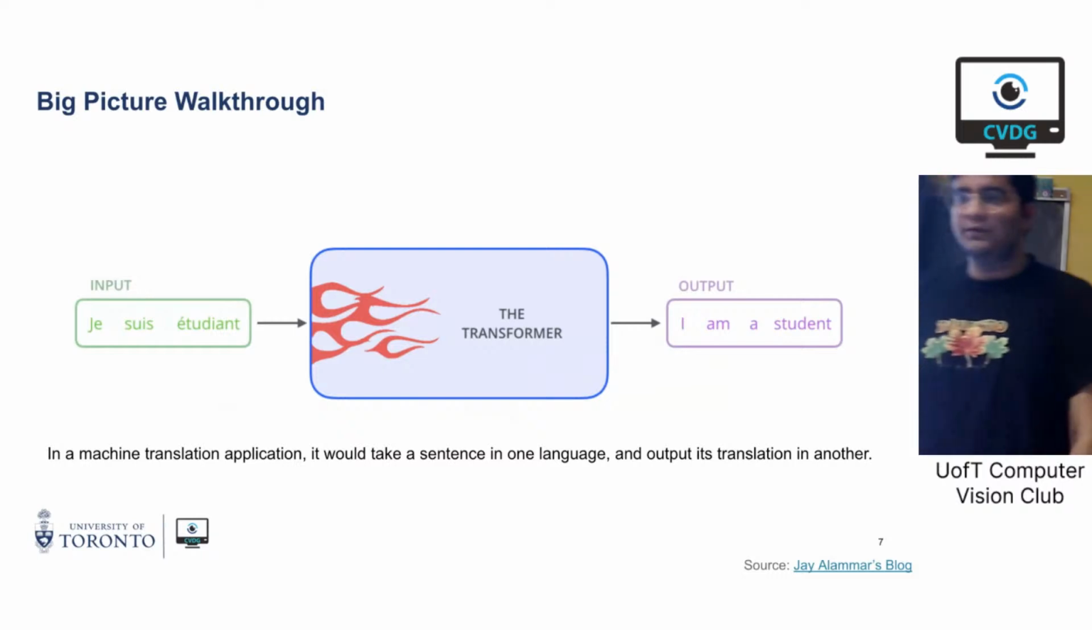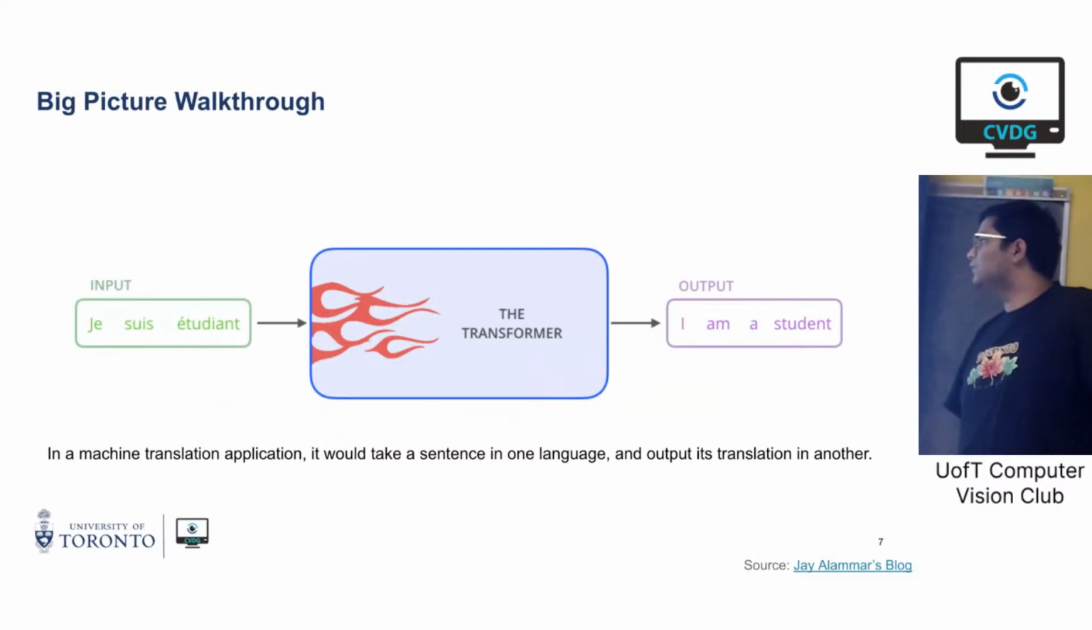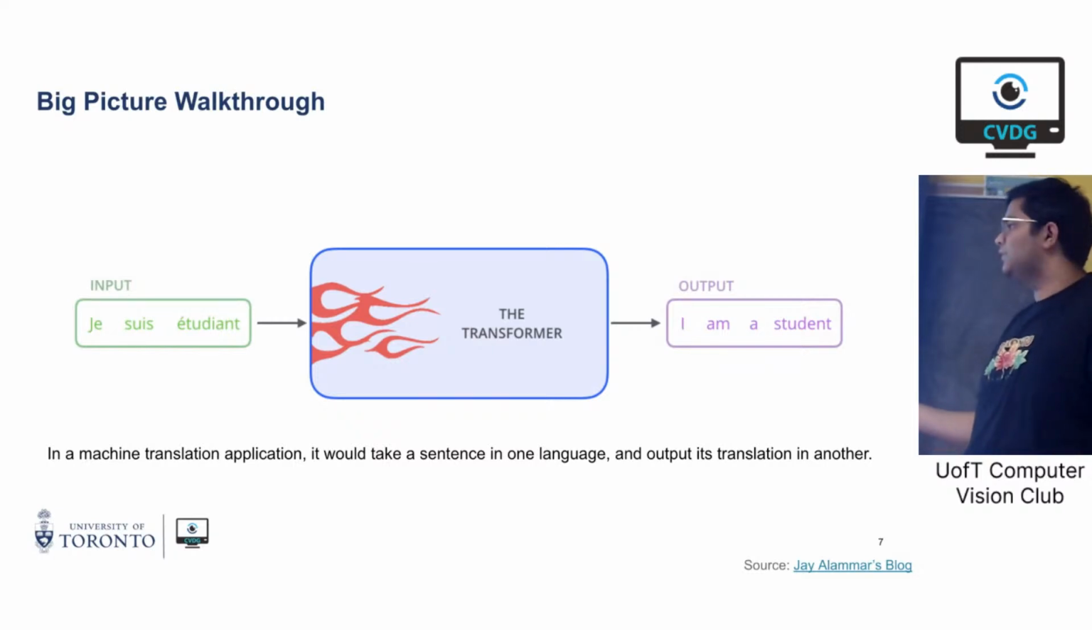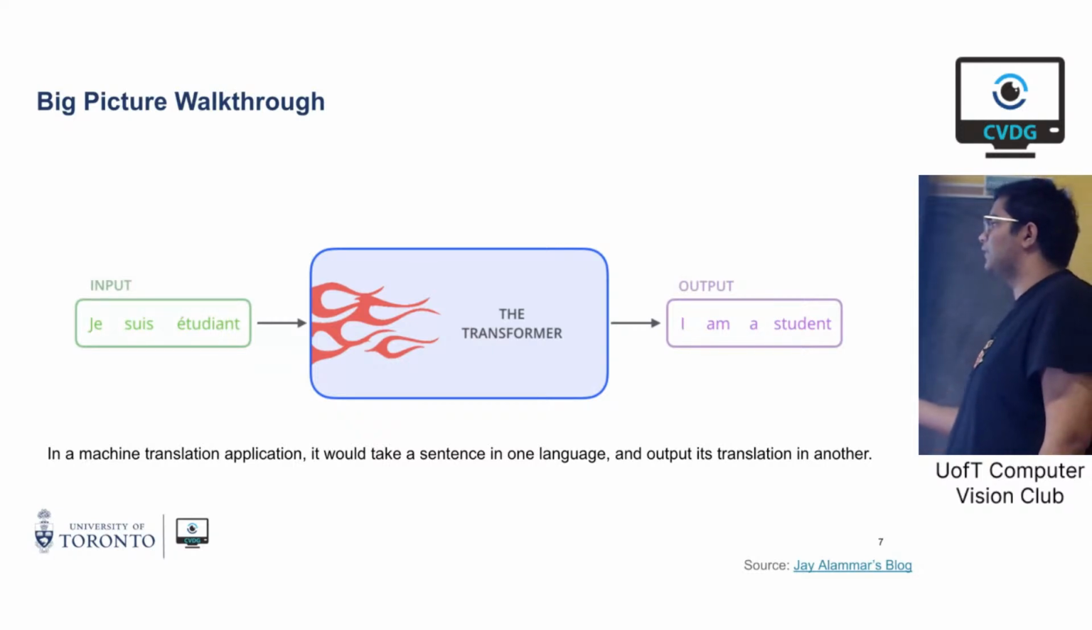Now we'll talk more about the transformer model itself. The big picture walkthrough is basically to consider the transformer as a big black box where you pass in some input and get some output. In the example of a machine translation case, you would pass in some input, let's say in French, and the transformer would output it back in English.